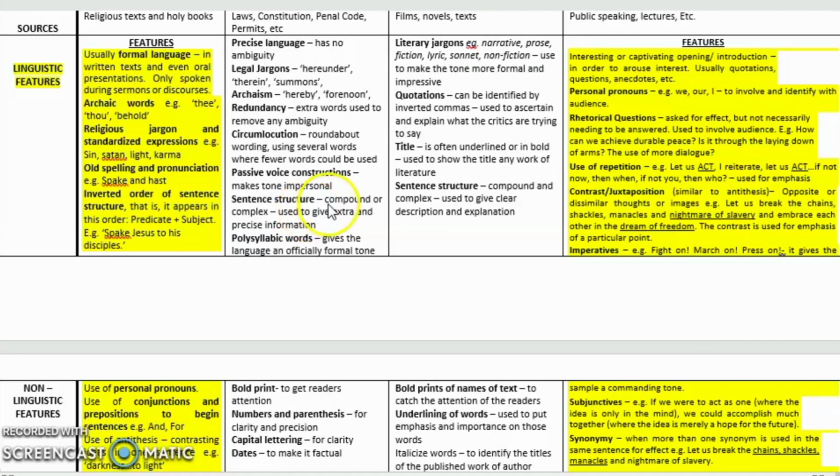Okay, sentence structure. It has to be compound or complex. These are used to give extra and precise information. Then you have polysyllabic words. Polysyllabic words give the language an officially formal tone. Now polysyllabic words are words that have more than one syllable. So they are used there to make the tone more formal.